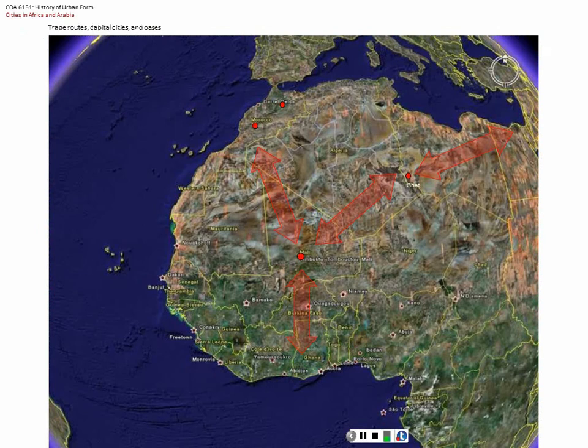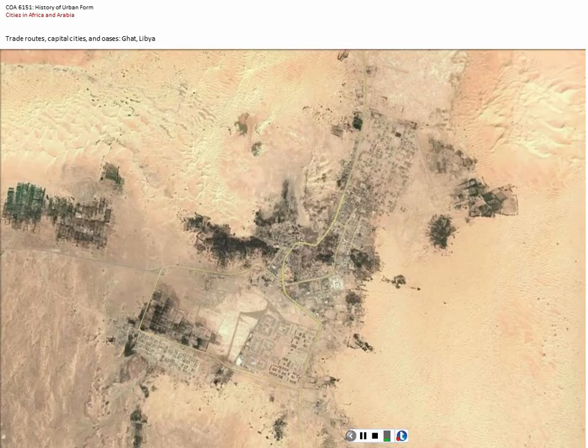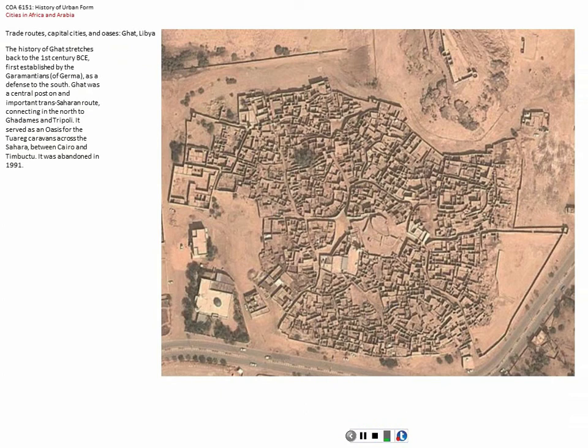There we see the primarily gold trade in the Middle Ages, which was moving both north across the Sahara and across to Cairo. In fact, because of the amount of gold that flowed into Cairo in about the 13th and 14th centuries of the Common Era, there was an economic depression. Ghat is in the middle of the desert. It is a natural oasis, eventually abandoned. I think there's a small military base there now of some sort, a communications tower.